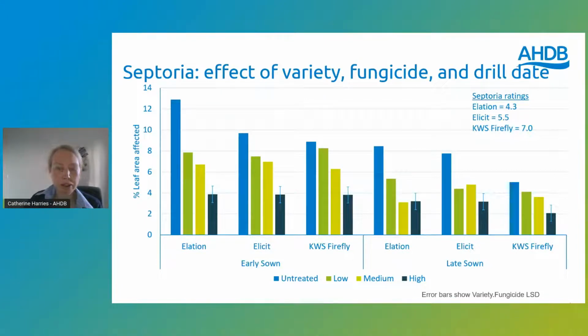So 3 different varieties with different septoria resistance ratings were grown. We've got Elation with a rating of 4.3, Illicit with a rating of 5.5, and KWS Firefly with a rating of 7. And the trials were run both as early drilled, so in September, and we can see these data on the left, and late drilled, so in October and November time, these data are shown on the right. And untreated, and low, medium and high intensity fungicide regimes were used, as shown by the different colour bars. We can see that the untreated septoria levels decreased as the variety's resistance increased, and later sowing also had a big impact on reducing septoria levels in all varieties and all treatments.